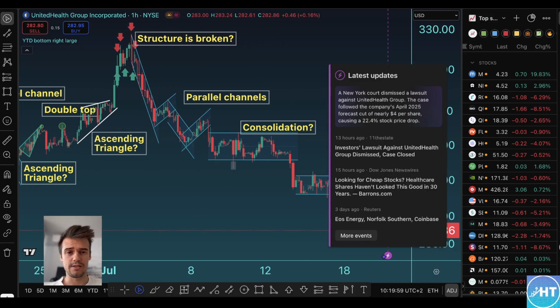First, we have here some latest updates from the TradingView platform related with this stock. A New York court dismissed a lawsuit against United Health Group. The case followed the company's April 2025 forecast cut of nearly $4 per share, causing a 22.4% stock price drop. You have here other headlines from other newspapers. So very interesting, these latest updates.